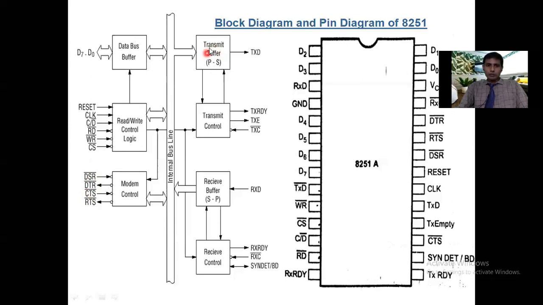Then the other is the transmit buffer. The transmit buffer internally has two registers. One is called the buffer register and the other is called the output register. So the role of the transmit buffer is because of those two registers.